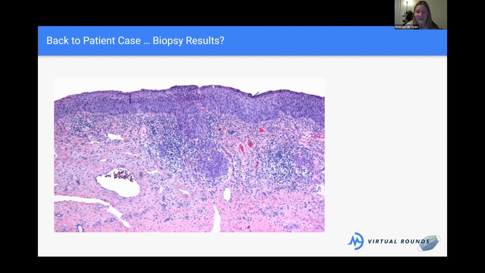Seema's saying no. I agree. Yeah, they look like they have that really jumbled appearance. They've got poor architecture, like Adam was saying. And so, yeah, these I would call high pleomorphic cells.